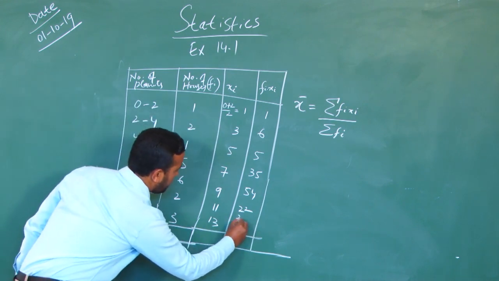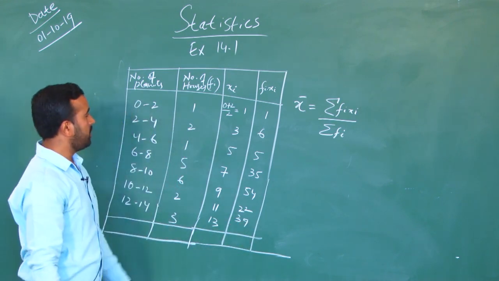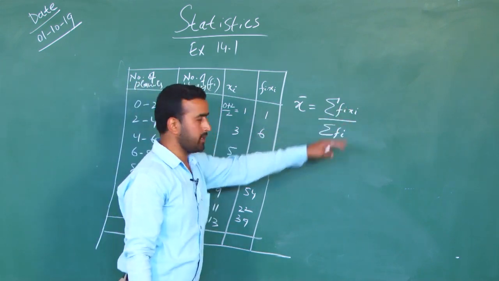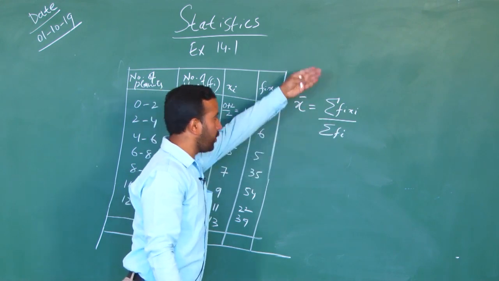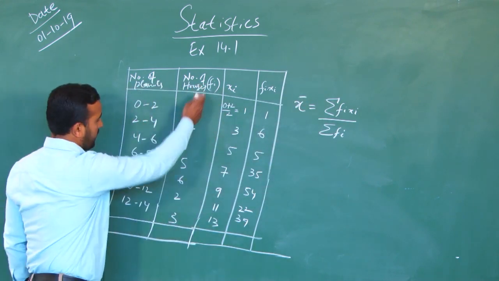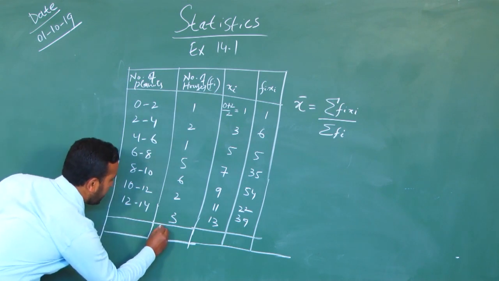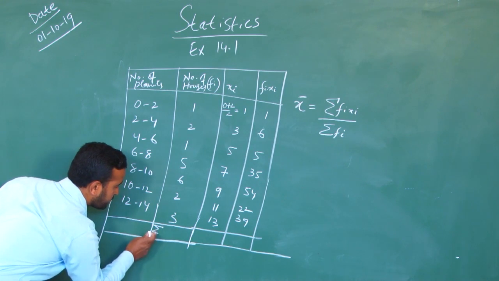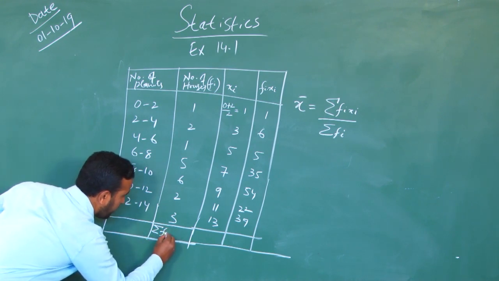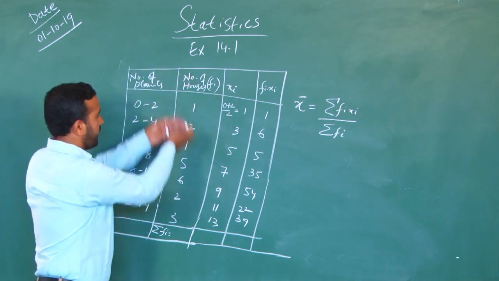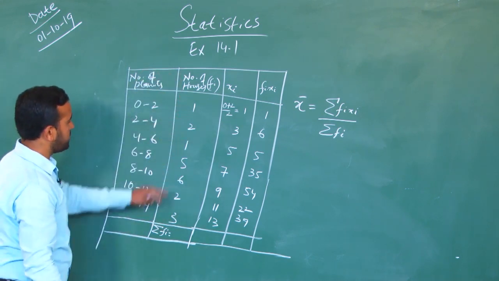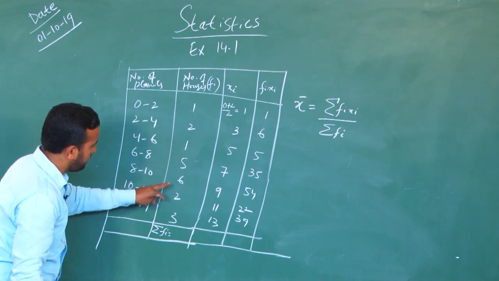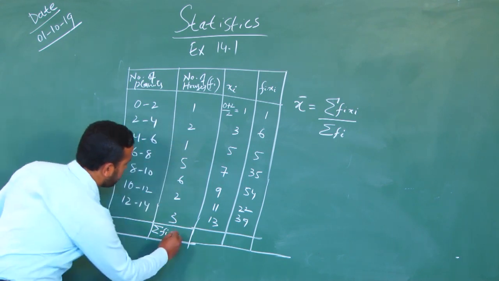And this is 39. Now, dear children, as from the formula, we need to find summation of fi and summation of fi xi. So the next step is to add all these values. First of all, we will add all the frequencies. That is mathematically written in this manner, summation fi; this symbol stands for the summation. That is the sum total of all the frequencies. You can see, after adding these frequencies, that is 2 plus 1 is 3, 4 is 9, 9 plus 6 is 15, 15 plus, and it is 20 here.